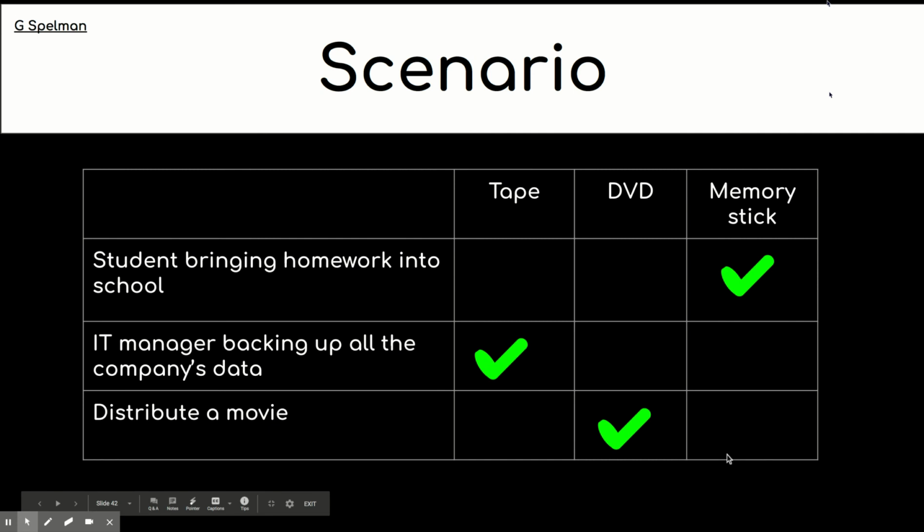And distributing a movie, well, a DVD would be ideal for that. It's not too expensive. A film would fit on a DVD. It's quite easy to package up and send out and distribute. So a DVD would be well suited to that.